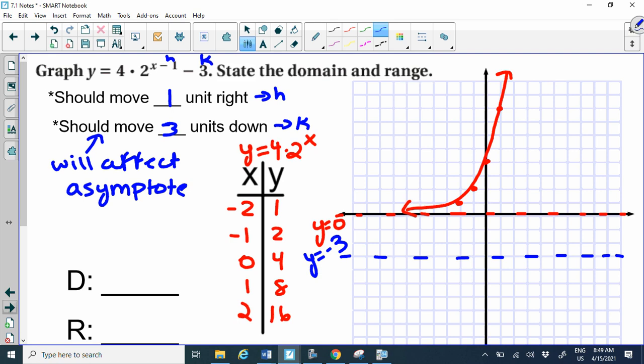Okay, now I'm going to do the points. Move over 1, down 1, 2, 3. Over 1, down 1, 2, 3.